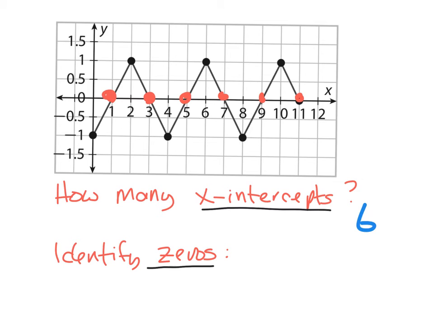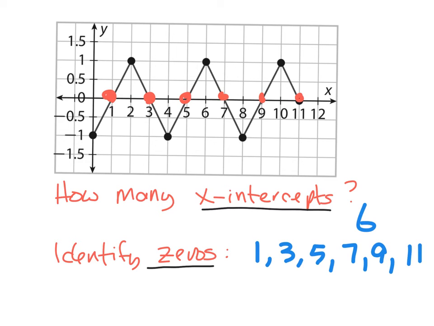Now, the second part says identify zeros. If you can get this today, it'll help you so much. Zeros and x-intercepts are the same thing. Zeros are where your graph crosses the x-axis. Zeros are x-intercepts. So it says identify them. Where are the zeros? Well, there's a 0 at 1. There's a 0 at 3. There's a 0 at 5. There's a 0 at 7 and 9 and 11.